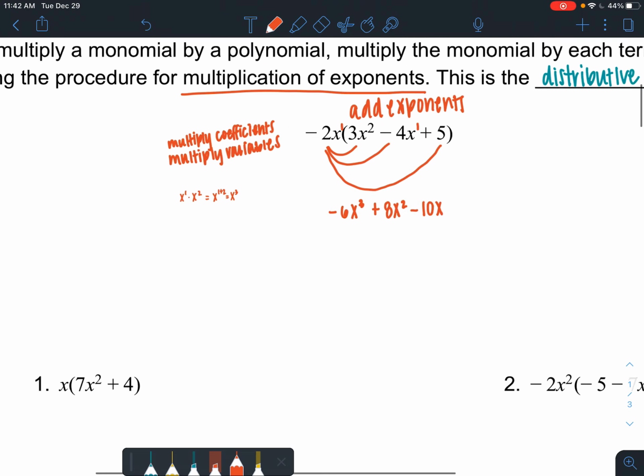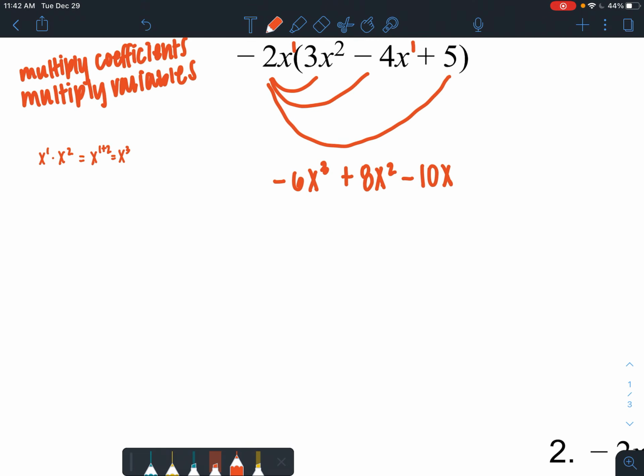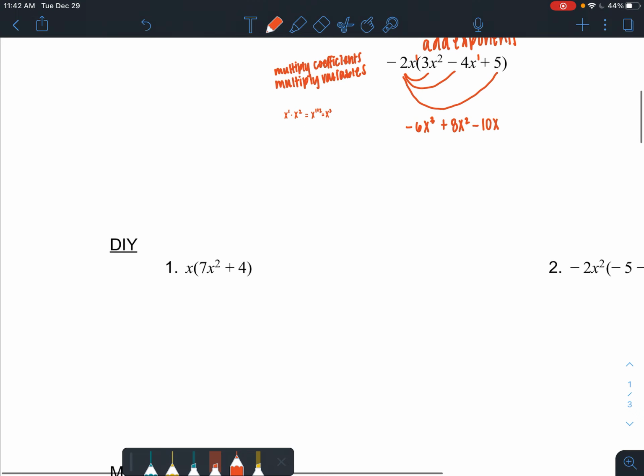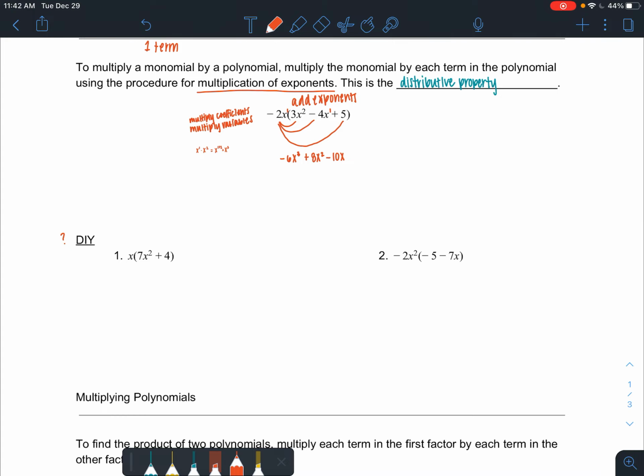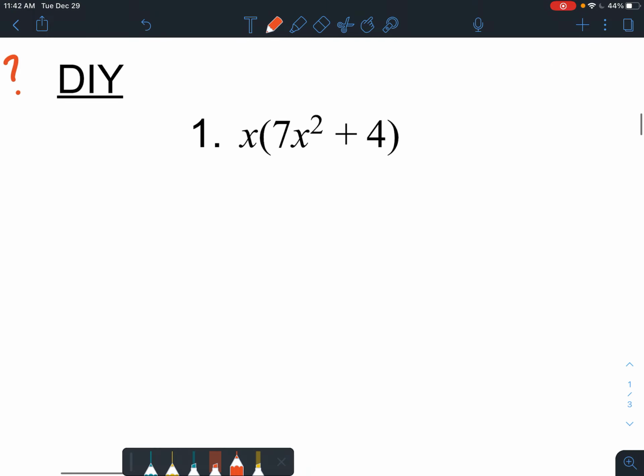Okay, so that is all for that. So you're just distributing it through and adding those exponents together. Okay, go ahead and do these examples on your own. Okay, what you should have done was taken this x through. This is an x to the first. So, and it does have an exponent of 1. 1 times 7 is 7. X to the first times x squared gives us x to the third. 4 times 1 is 4. X times 1 is x. We get 4x.